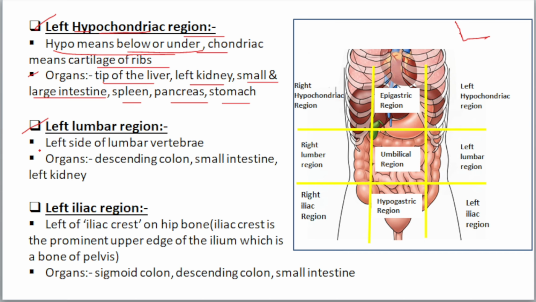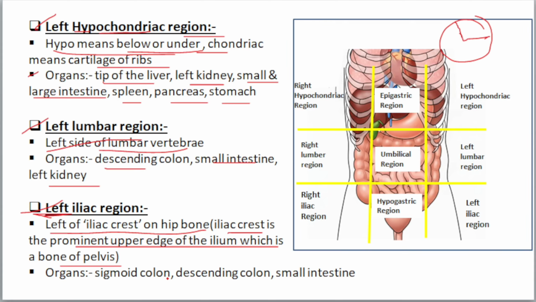Then the left lumbar region. The left side of the lumbar vertebra is called the left lumbar region. The organs include the descending colon, small intestine and left kidney. Then the left iliac region. It is present to the left of the iliac crest on the hip bone. And what is the iliac crest? The iliac crest is the prominent upper edge of the ilium, which is a bone of the pelvis. The organs include the sigmoid colon, descending colon and small intestine.